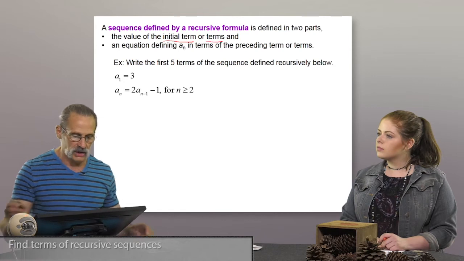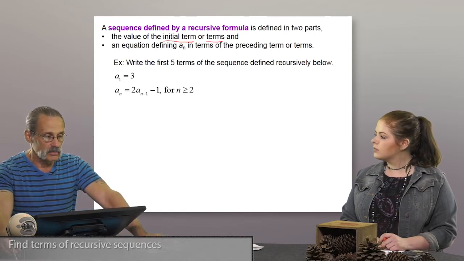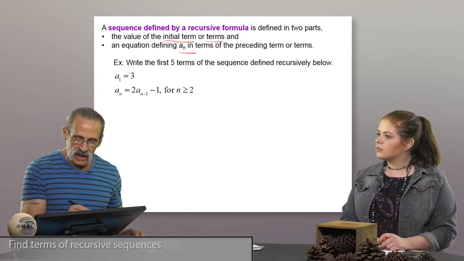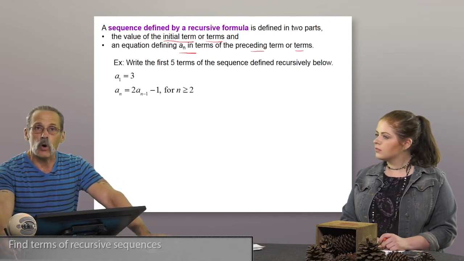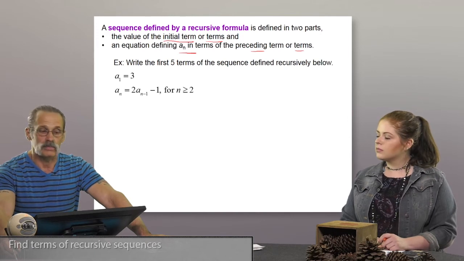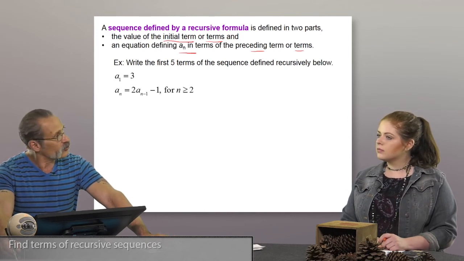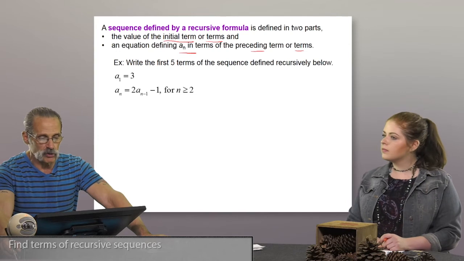You could be given more than one. Those have to be given to you. And some equation that enables you to use these preceding term or terms. And this type of sequence is called a recursive sequence. So we want to write the first 5 terms of this sequence defined recursively.